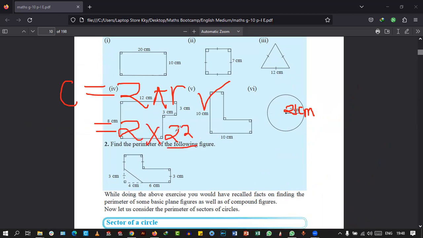Don't write it as 2 times 11, right? Just write it as 22 times 22 by 7, right? You have to think like it's 2 times 11 from your mind. And then it's 21, right?